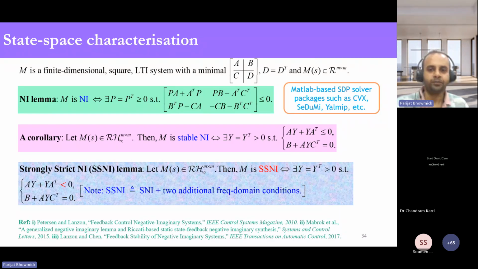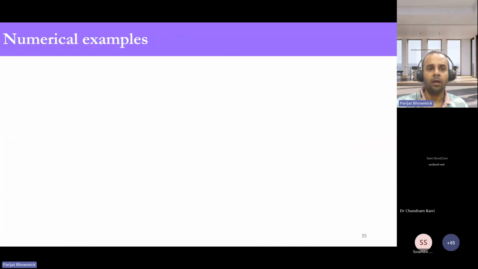There is also another version called the strongly strict NI lemma. Why? Because it gives us a strong strict inequality. Sometimes it helps us in designing the controller.